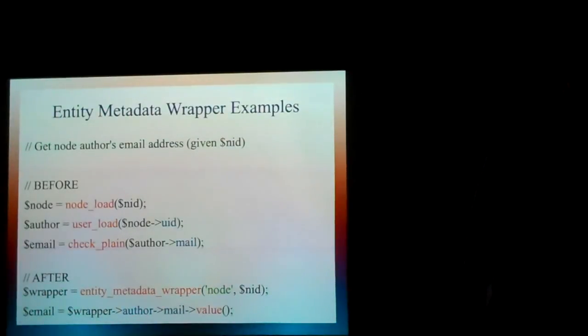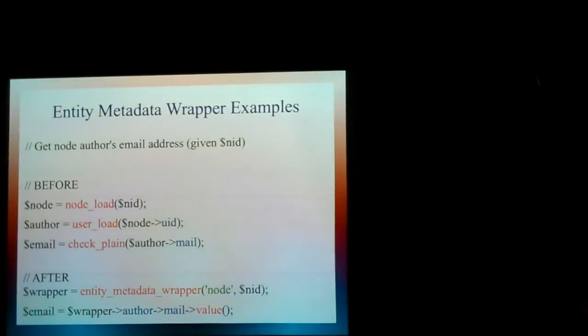It also traverses the relationships defined in the metadata really nicely, which, given just a node object, there's no way to do. You have to do node load, user load, kind of go through a bunch of loads, which is a whole bunch of separate database operations that the wrapper may actually be able to condense. I'm not sure if it does or not. It should.